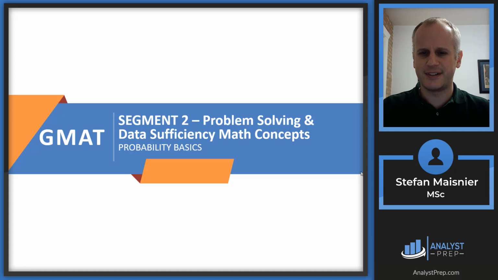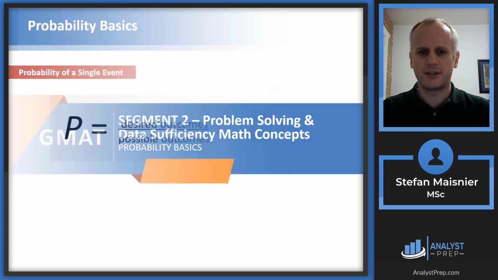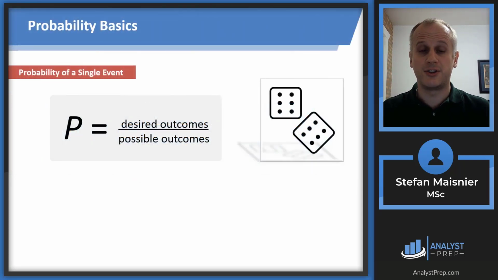Welcome to this lesson on probability basics for problem solving and data sufficiency use on the GMAT. So let us begin by just talking about the definition of probability. The probability for a single event, indicated by the P here, is going to be defined as the desired outcomes out of the total possible outcomes.